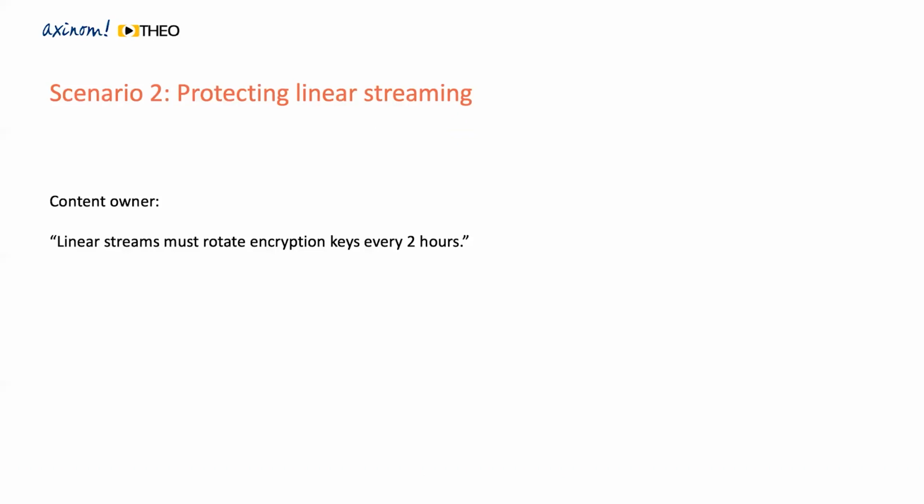A requirement that we see quite frequently is linear streams must rotate encryption keys every 2 hours or 24 hours, or whatever. Or it might be something else. Think of a linear stream where you have one program and then comes another program, and these are two completely different beasts with different DRM policies attached to them, more premium, less premium content. So the consequence can be that keys and policies must rotate.